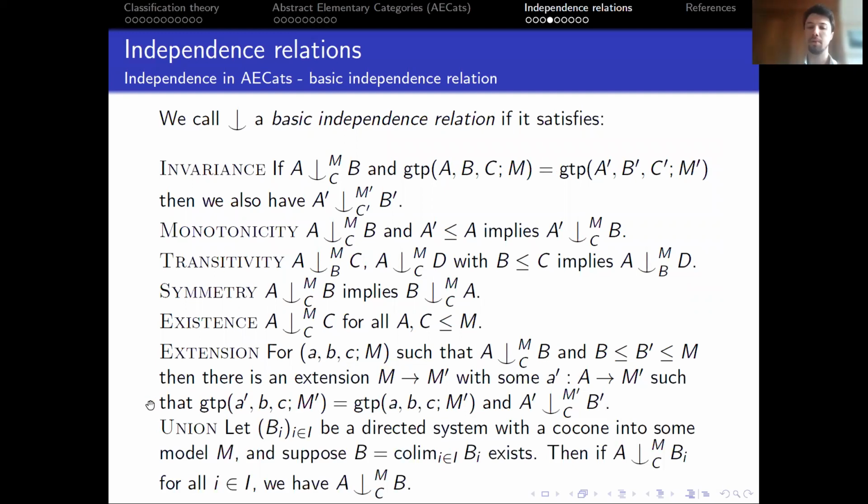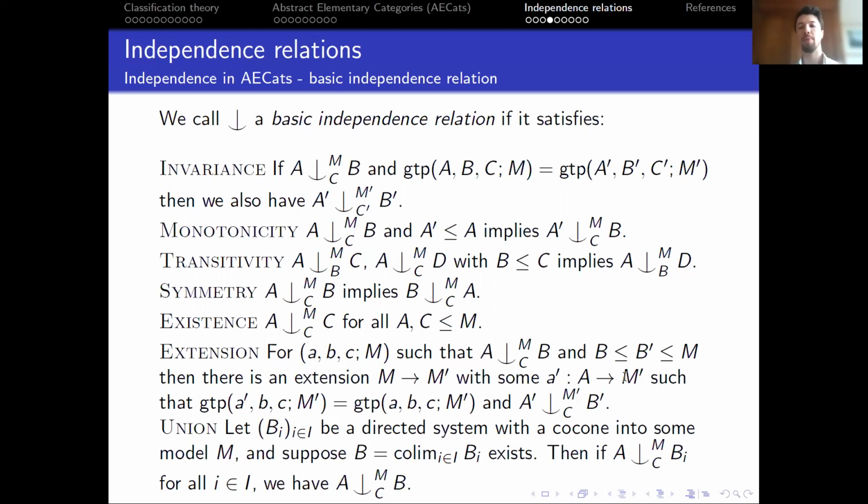And this is the last one, union. So if I have a directed system, and suppose that the colimit of that directed system exists, and if I'm independent from everything in that system, I'm independent from the colimit. So in particular, if this directed system consists of models, then the colimit will always exist. And I should say here that this is a stronger assumption than Mike Hirsch and Sebastian usually need in their work. This really corresponds to what we in model theory call finite character, or in AEC land, we often call this the Aleph-zero witness property. But yeah, for the kind of stuff that I want to do, this union axiom is really, really necessary.